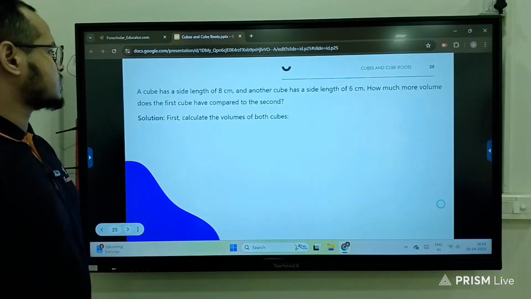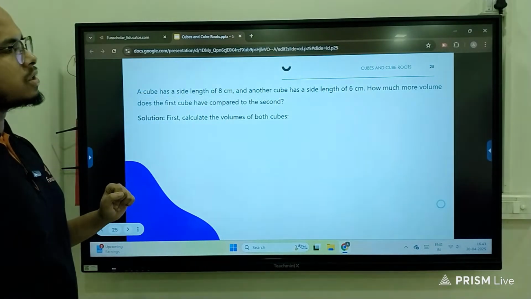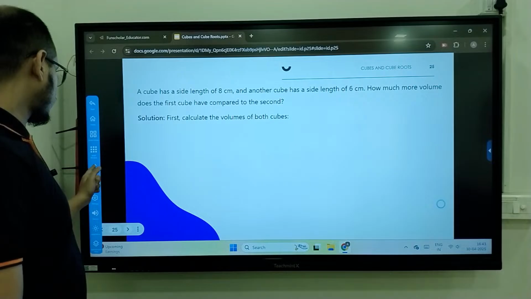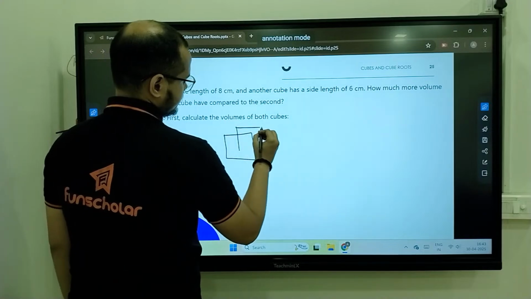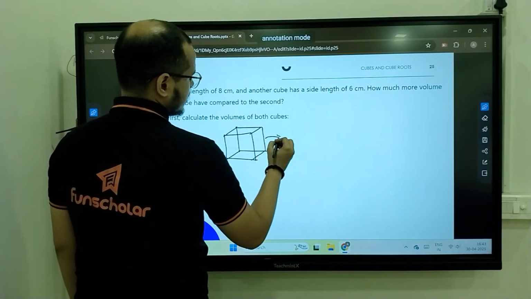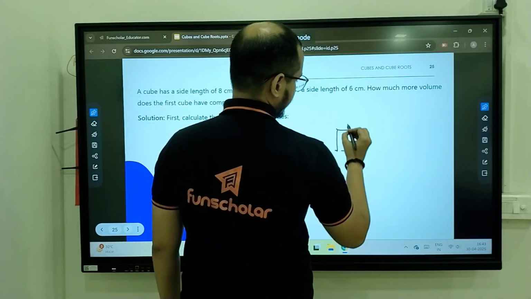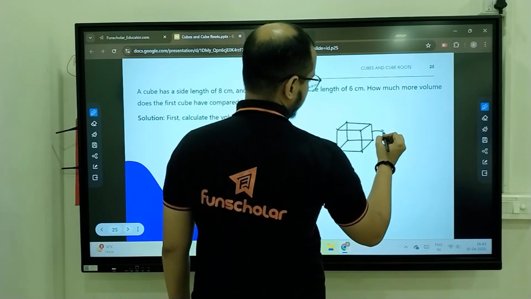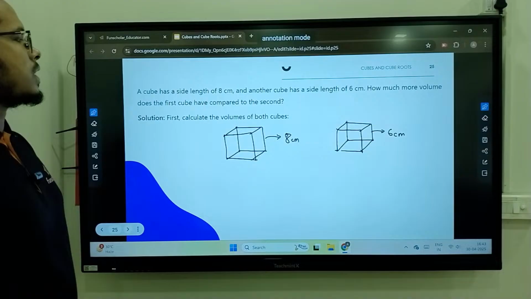Check. Next portion. Now another sum. A cube has a side length of 8 centimeter and another cube has a side length of 6 centimeter. Okay, so the first cube has side length of 8 centimeter. Let us draw that cube. So I have one cube of side 8 centimeter and another cube of side 6 centimeter. How much more volume does the first cube have as compared to the second?